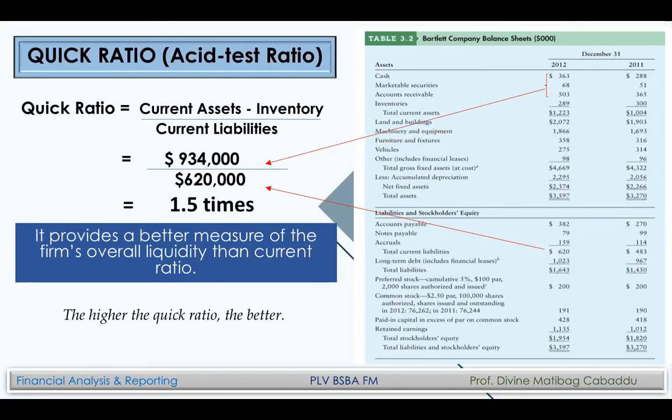Now, quick ratio or asset test ratio naman, as I mentioned, it deducts inventory. So 1,223,000 minus 289,000, so that's 934,000 divided by your current liabilities of 620,000. So the result is 1.5 times. It provides a better measure of the company's overall liquidity than your current ratio. And same thing with current ratio, the higher the ratio, the better. So kung meron siyang current liability na piso, meron siyang 1 peso and 50 centavos na current assets, hindi kasama doon ang inventory na pambayad ng kanyang current obligations.